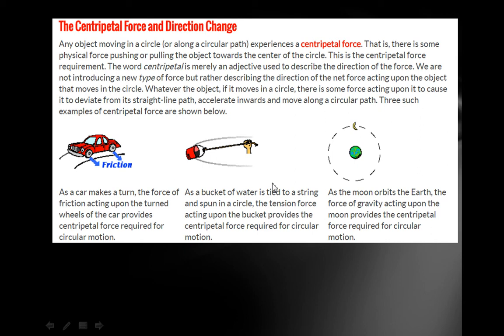For the bucket of water attached to a string spun in a circle, it's the tension force that is pointed radially inward. And for an object orbiting around a celestial body, so this would be like a satellite orbiting Earth, it's the force of gravity from Newton's law of universal gravitation which provides the force which points radially inward.